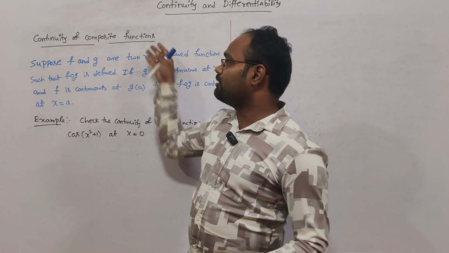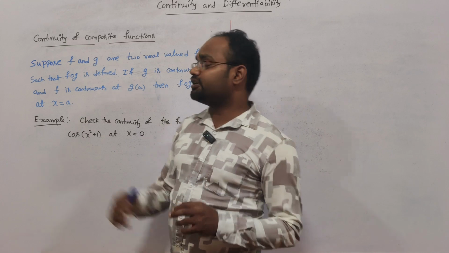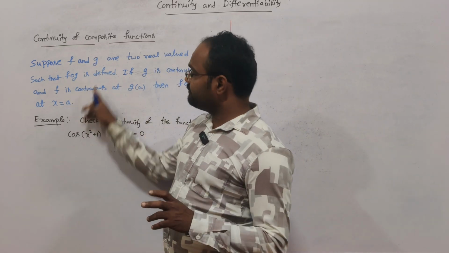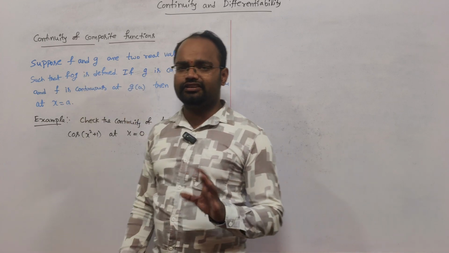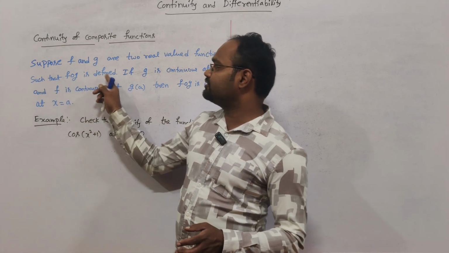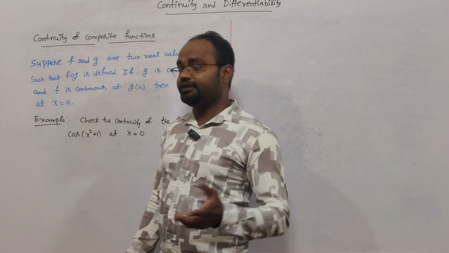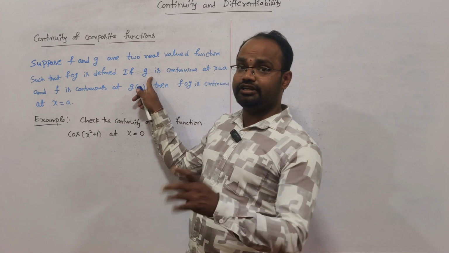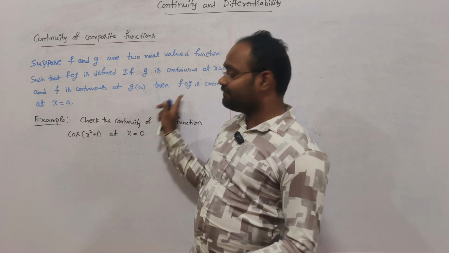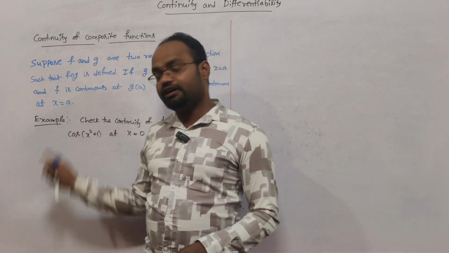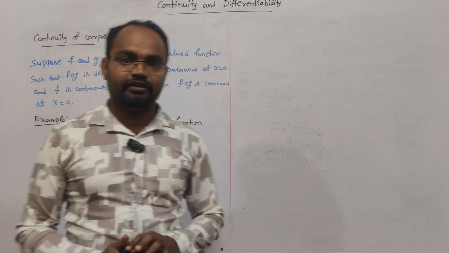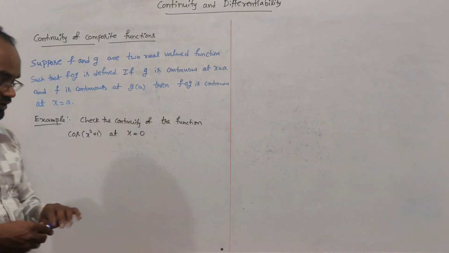Okay, next, continuity of composite functions. Suppose there are two real valued functions f and g such that f composition g is defined. We cannot define composition in all cases. Suppose it is defined, f composition g is defined, and if g is continuous at a point x equal to a and f is continuous at g of a, then their composition f composition g is also continuous at x equal to a. There is an example for this, see here.